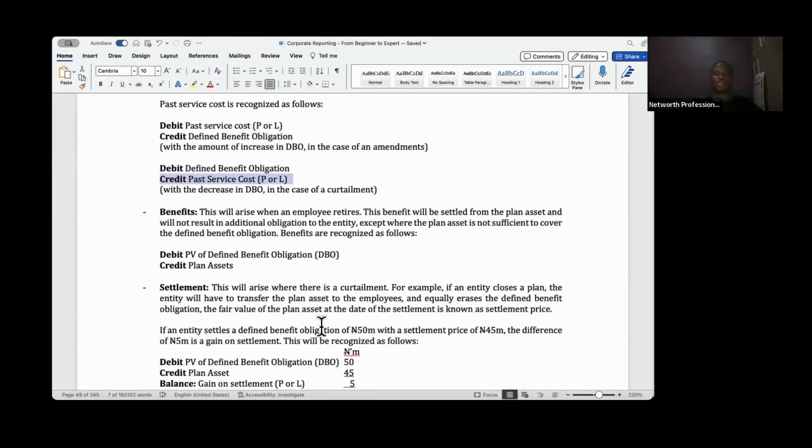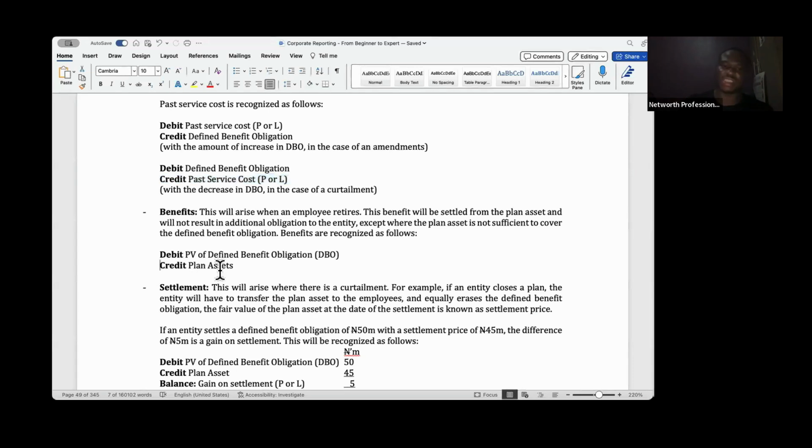Another thing the actuary is going to provide to us is benefit. This would arise when an employee retires. That is when benefits can arise, when the employee retires. So all that happens is that when the employee retires, I'm already prepared because I've been contributing already. I just need to go and take money from my plan asset. Not necessarily money. I'm going to settle the employee through my plan asset.